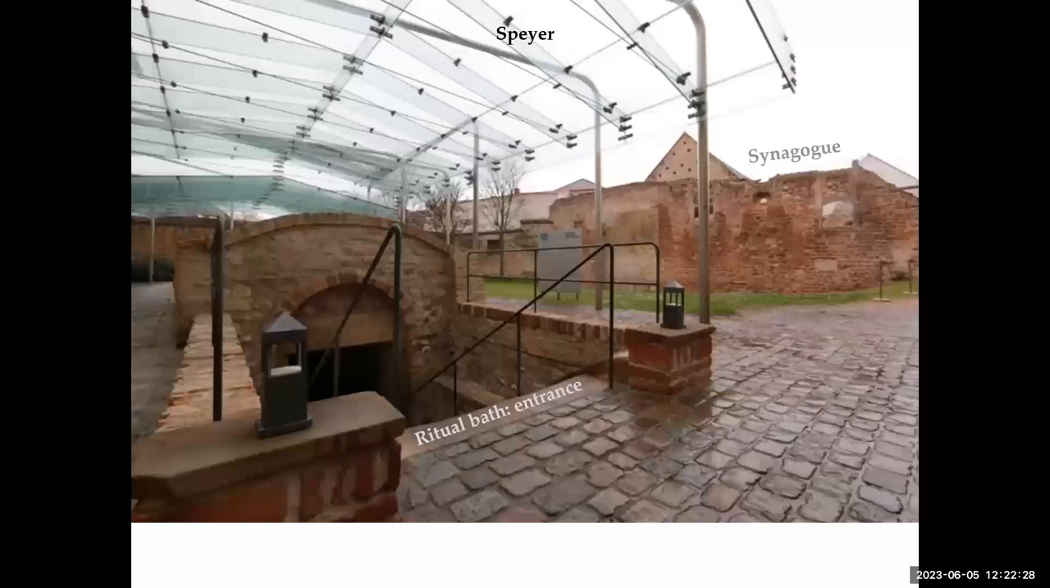I want to just think about it spatially. So here's the entrance to the ritual bath in Shpaya, which we saw the section of earlier in the photo of the water. And here is the synagogue, and the houses are around. So people will be coming from the street into the court, entering the ritual bath.